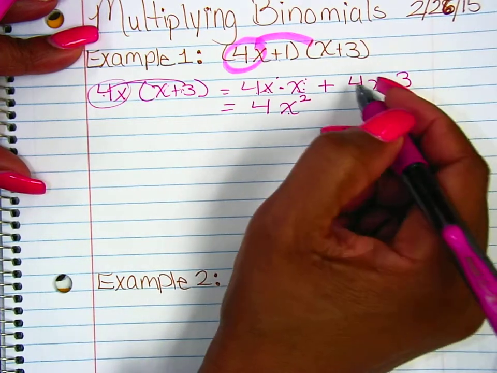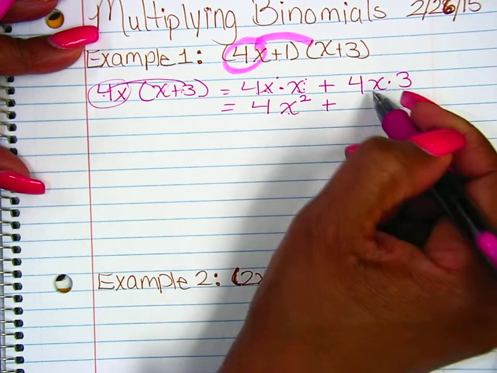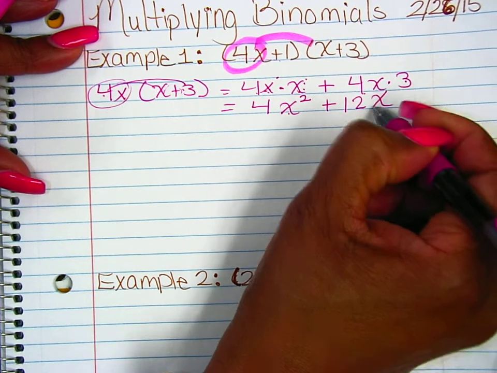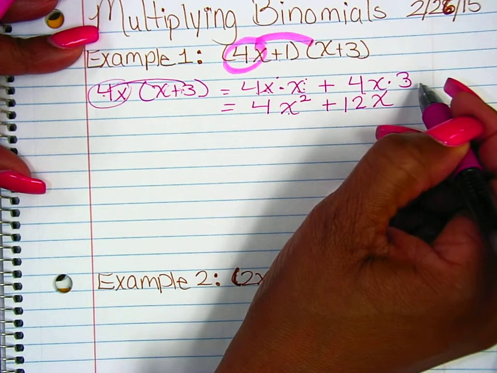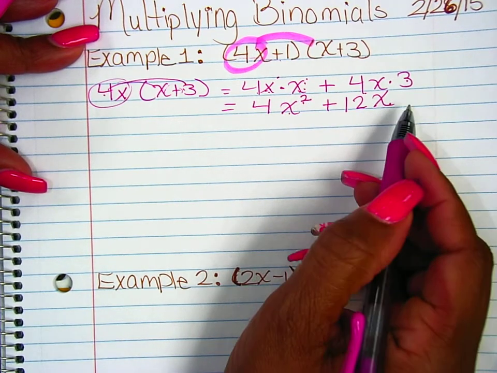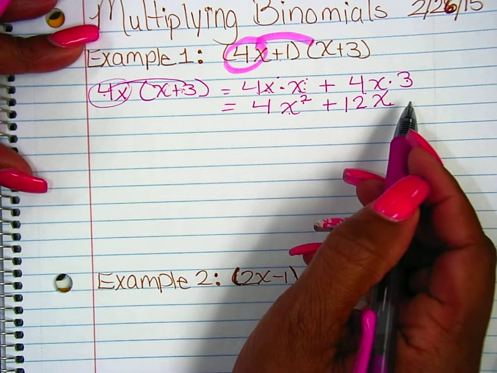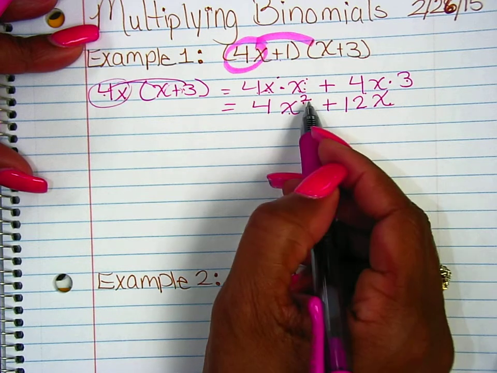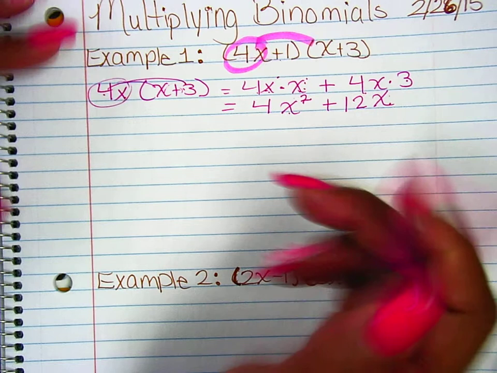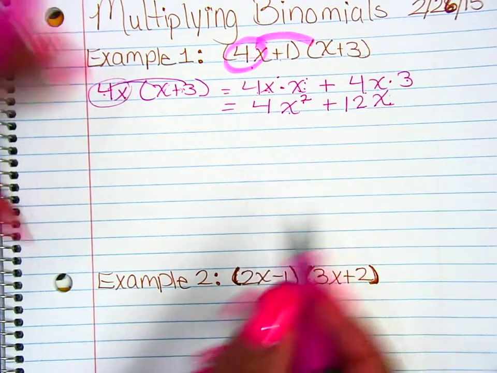Okay? So then he said, bring your plus down. 4 times 3 is 12. Just bring the x down because there's no other x we're multiplying by. Since this is an x squared and this is an x, we're done because they're not like terms. They have to have the same exponent if I was going to add the coefficients. So that is for 4x times x plus 3.